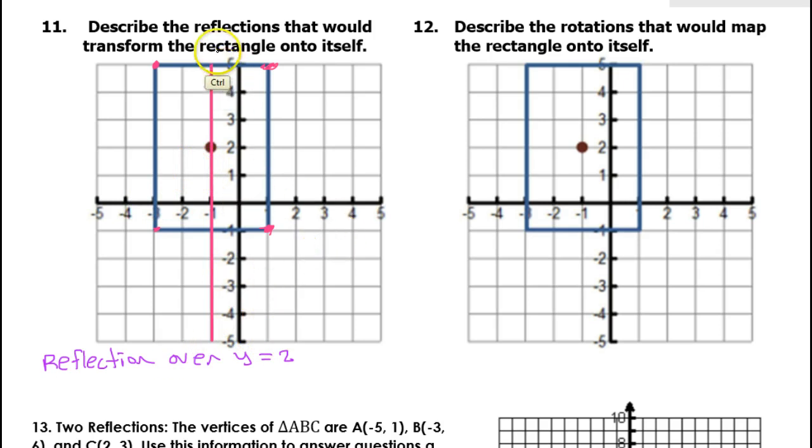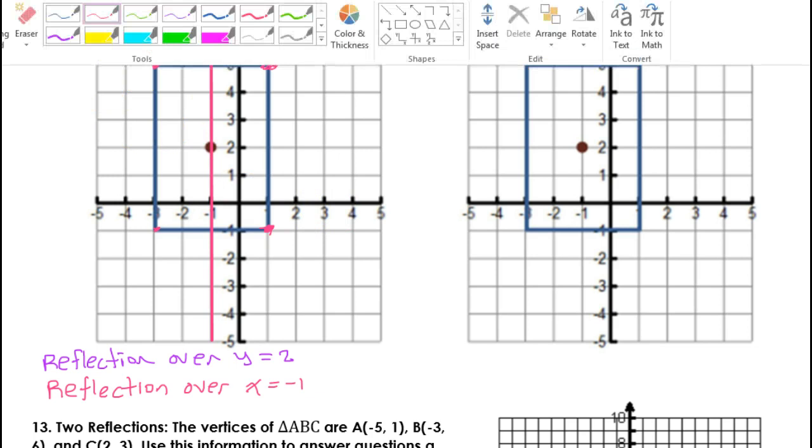So this is the line x equals -1. All right, a vertical line at -1 is x equals -1. So reflection over x equals -1. Now, these are the only two answers, all right? These are the only two lines of symmetry for this rectangle.